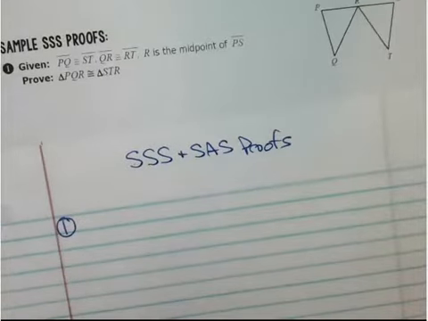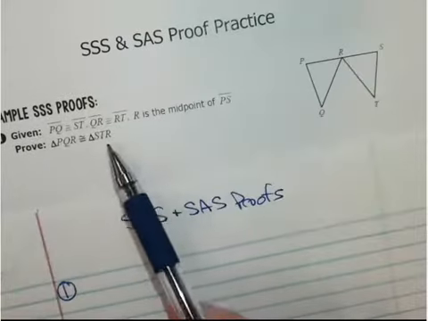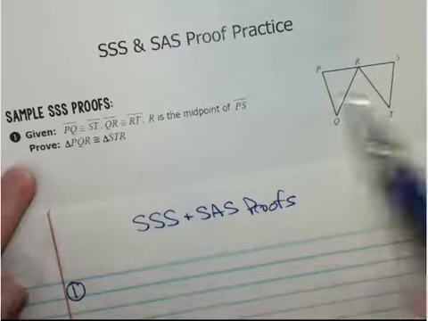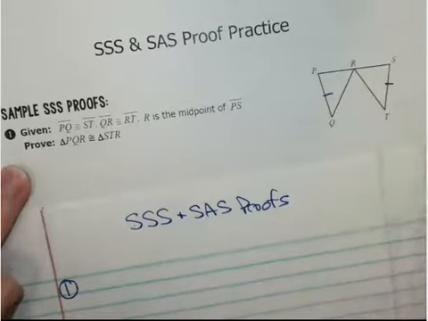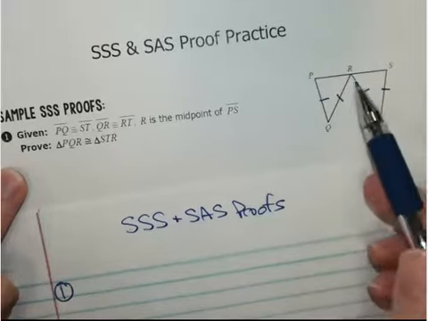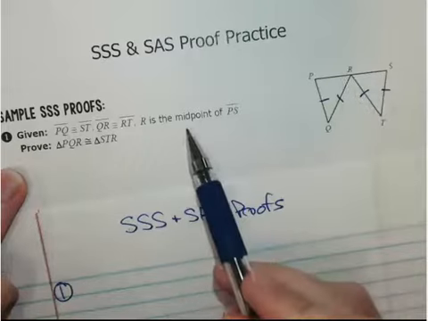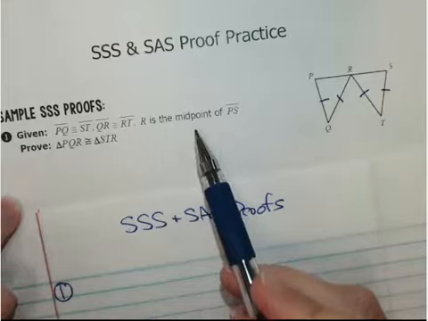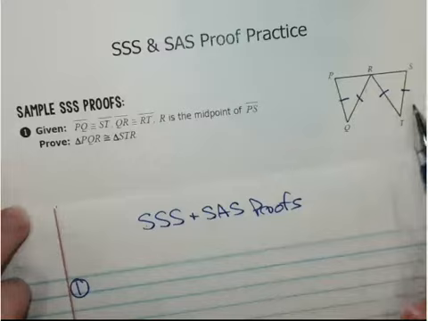So the first thing that we want to do is we always want to look at our diagram and we want to look at what's given. And it's always best to start labeling with congruence markings what you already know. So here it says PQ is congruent to ST, and then QR is congruent to RT. And then it tells us R is the midpoint of PS. So we want to tuck that information away and also think through the theorems that we know. This is where your reference sheet from Unit 2 is going to come in handy. What we want to prove is that PQR is congruent to STR.